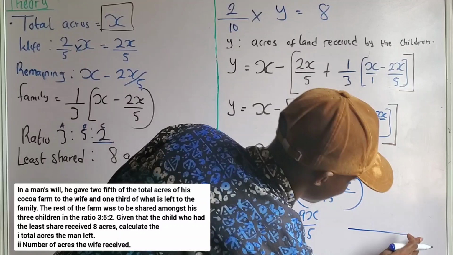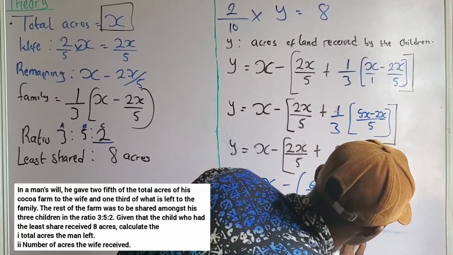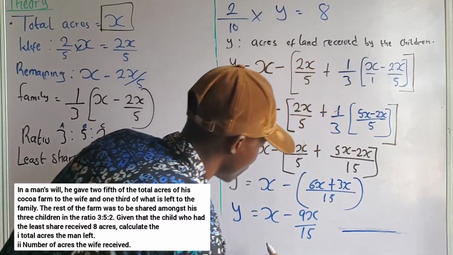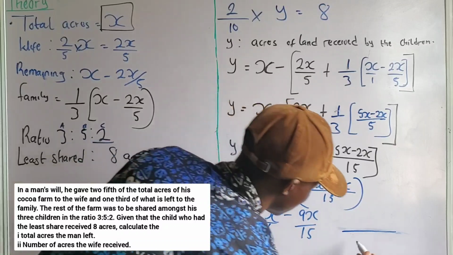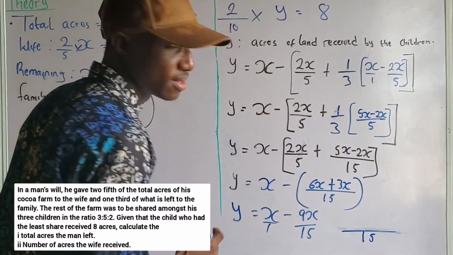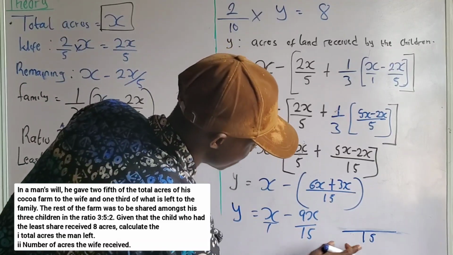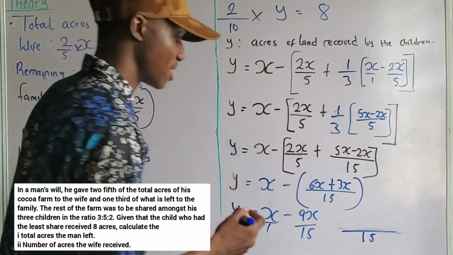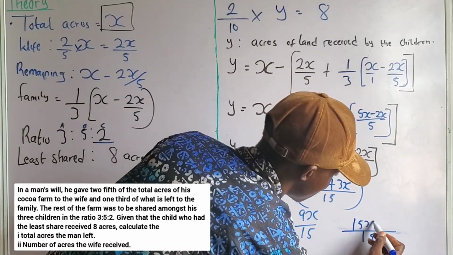What is the LCM of 1 and 15? That is 15, right? Yes, 15 divided by 1 is 15. 15 times x is what? 15x. I'm going to have 15x.